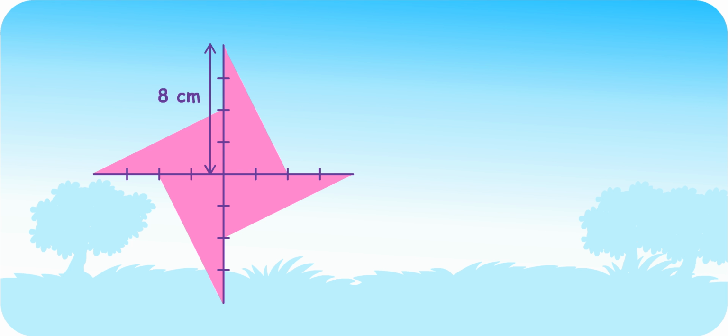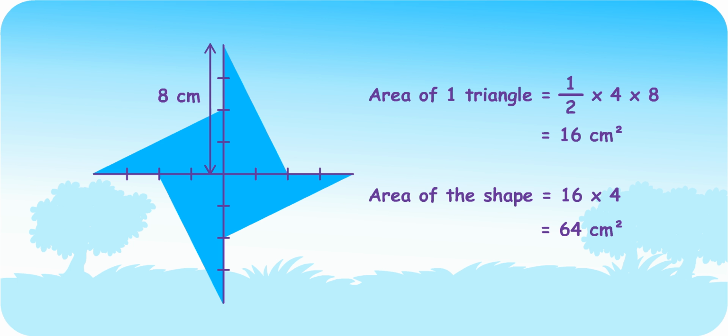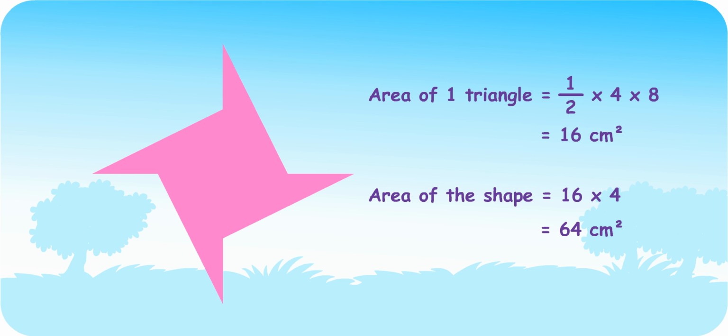Oh, I see. The area of one triangle is half times 4 centimeters times 8 centimeters, and that is 16 square centimeters. So the next step is to take 16 square centimeters times 4, which will give us 64 square centimeters. The area of the shape is 64 square centimeters. That is not so difficult after all. Mathematics is fun and easy if you pay attention and learn during lessons. Now, you try to find the area of the shaded part of this triangle.